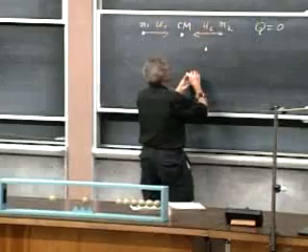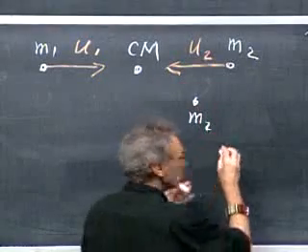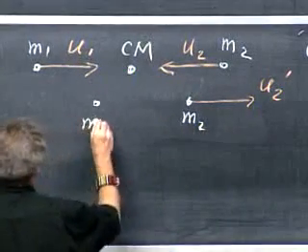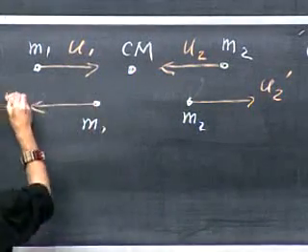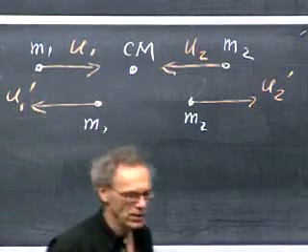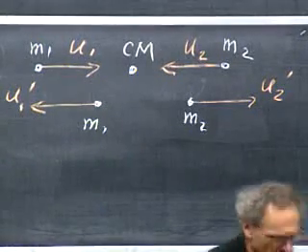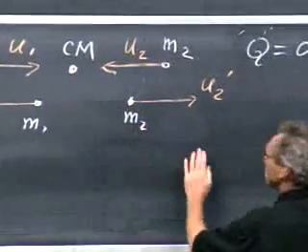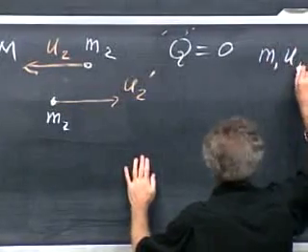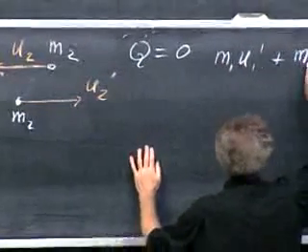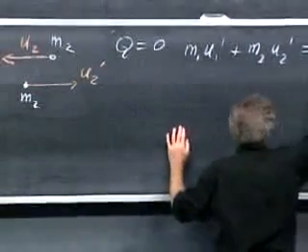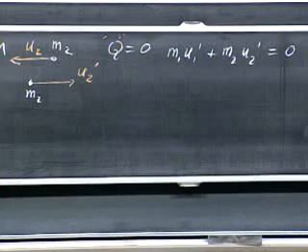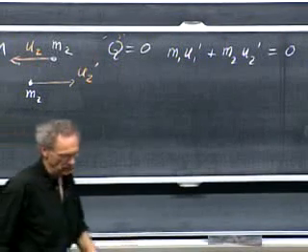After the collision, let's say m2 goes back with velocity u2 prime, and let's say m1 has a velocity u1 prime. That's the situation after the collision. Now I know that momentum is zero, so I already can write down for this situation after the collision that m1 times u1 prime plus m2 times u2 prime must be zero. I don't write them down as vectors. That's not necessary because it's a one-dimensional collision, and the signs will automatically take care of the directions.